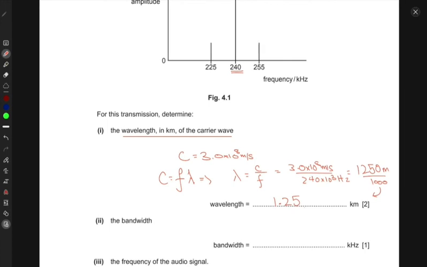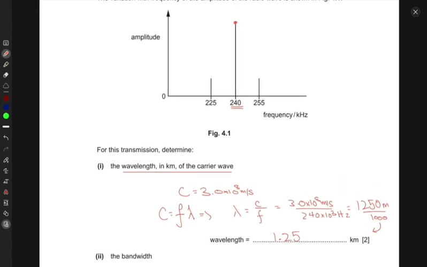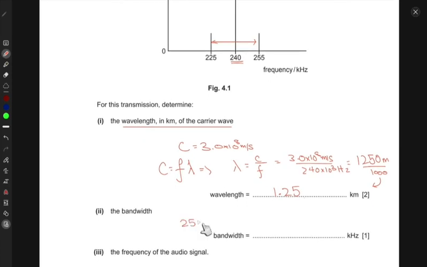The next part says to find the bandwidth of this wave. Now remember, the bandwidth is this distance between these 2 points. So this distance is just 255 minus 225, which is 30 kilohertz. So we write 30 kilohertz.